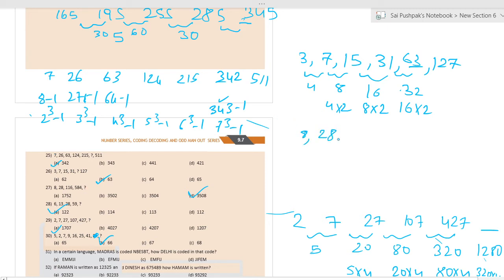And the 27th one, 8, 28, 116, 584. If you see, the difference is increasing tremendously, so it means it is a case of multiplication.